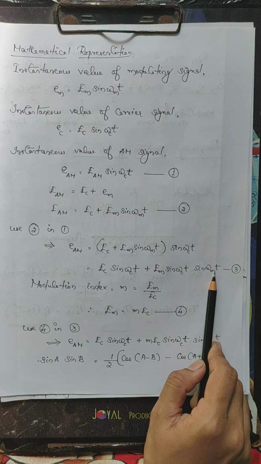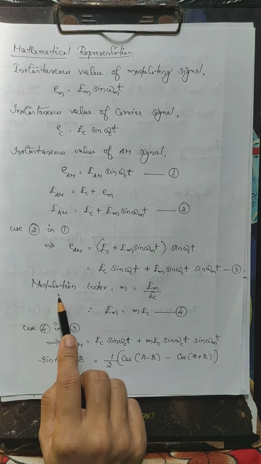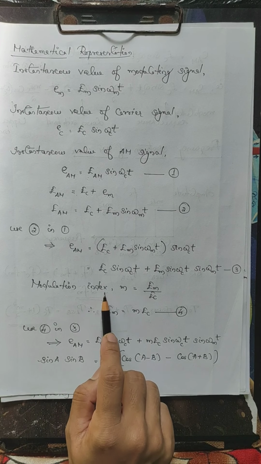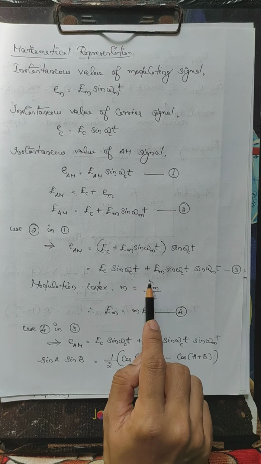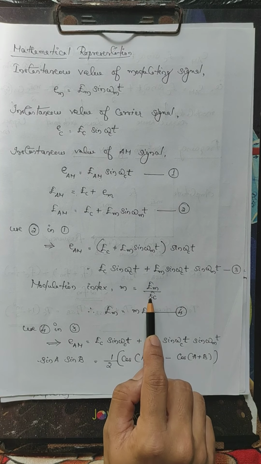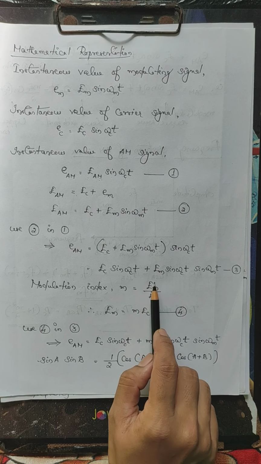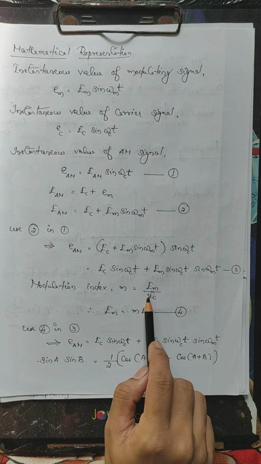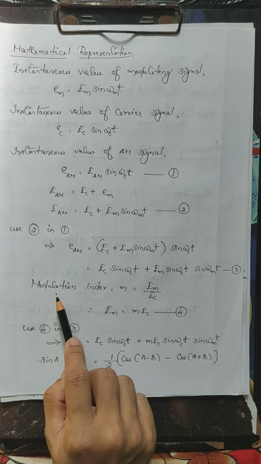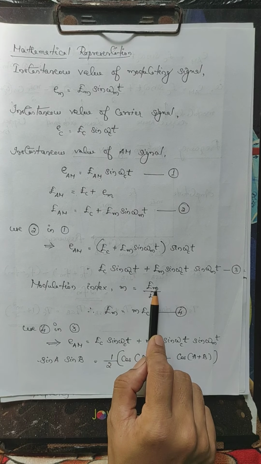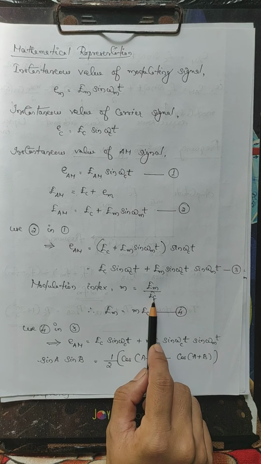So like this. Now, in amplitude modulation, a term known as modulation index is used. It is denoted as M, and it is defined as the ratio of amplitude of the modulating signal to the amplitude of the carrier wave. That is, maximum magnitude of the modulating signal, the information signal, divided by maximum magnitude of the carrier wave. That is known as modulation index. So from here we can write EM is equal to M into EC.